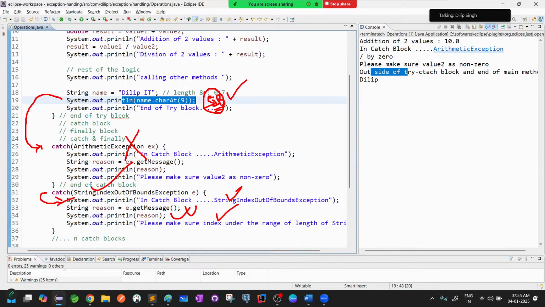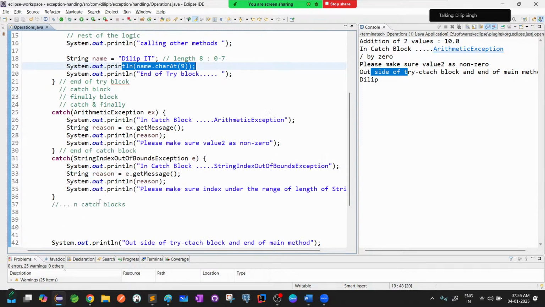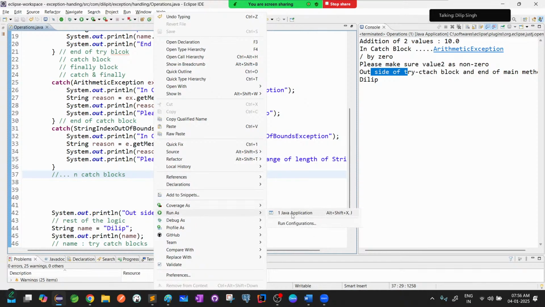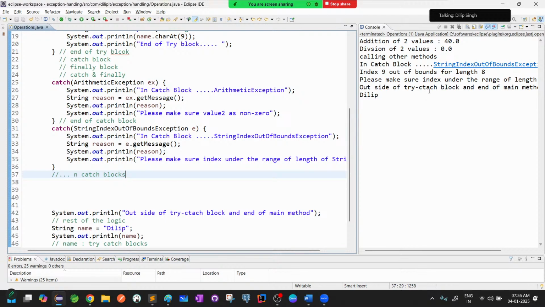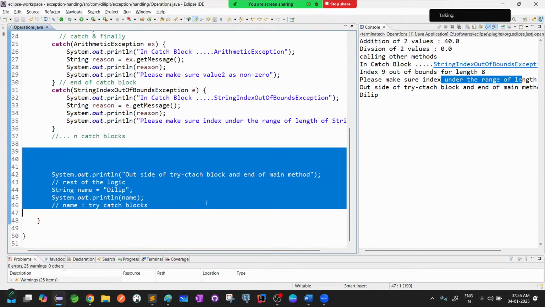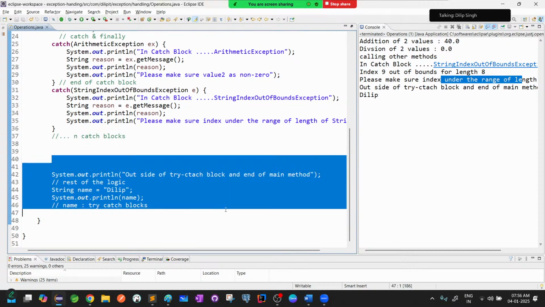That means you are handling the exception. Then it goes to the next line outside of all the catch blocks, so it will execute this logic again this time. See here, this time you are handling both the arithmetic and the string index out of bounds exception. In the catch block of string index out of bounds exception, index 9 out of bounds for length 8. You are giving a message like please make sure the index number is within the range of the length only, not beyond it. So you gave the message and the reason, what has to be done, and executed the rest of the logic which is available outside of the catch blocks.